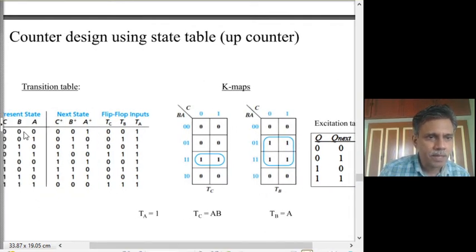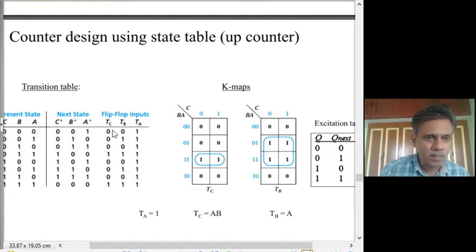So here B and B plus are the same, so TB is 0. Here B is 0 and B plus is 1, therefore TB is 1. Here there is a 1 and here there is a 1, therefore TB is 0. And this is how TB is being filled up.